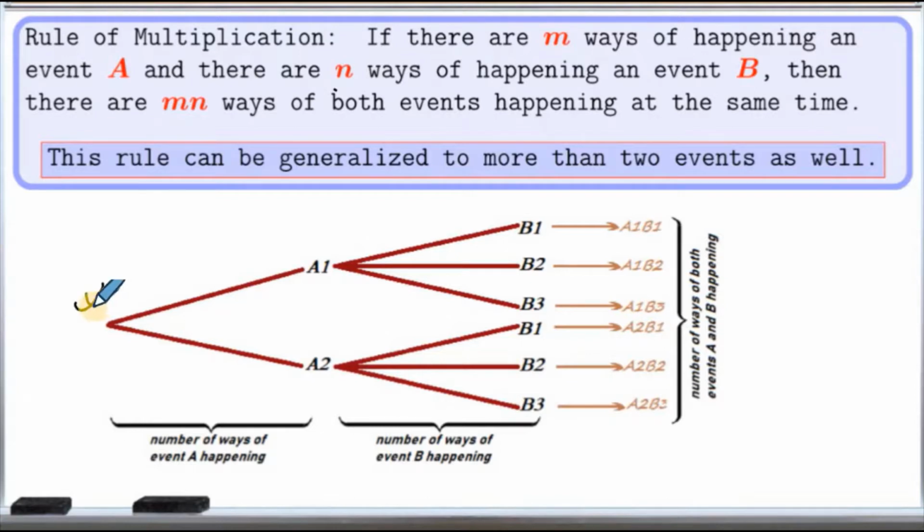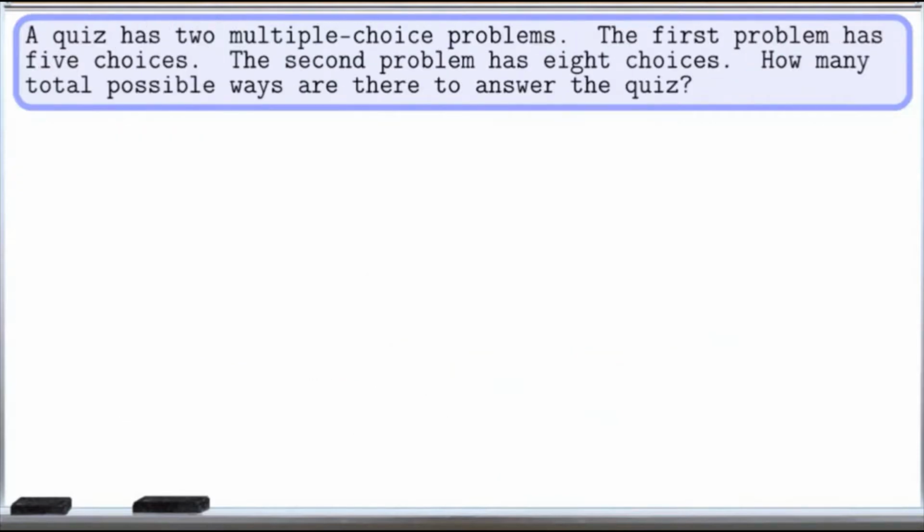So to look at the number of ways of both happening, we look at these branches: A1, B1, A1, B2, and so on. So we have this many ways of both A and B happening. So those are A1, B1, A1, B2, A1, B5, and so on. Now let's look at this example here.